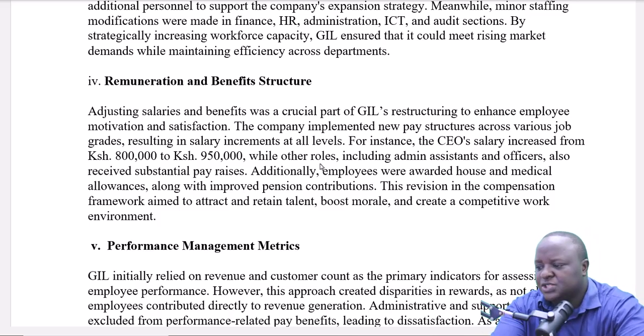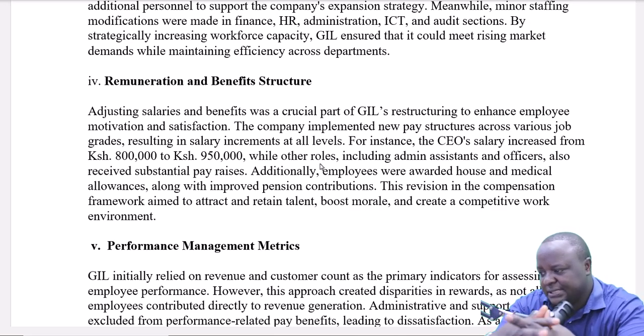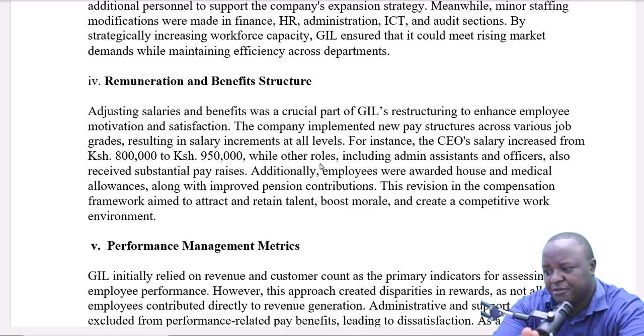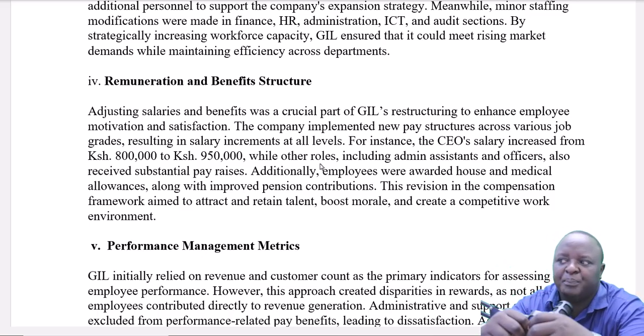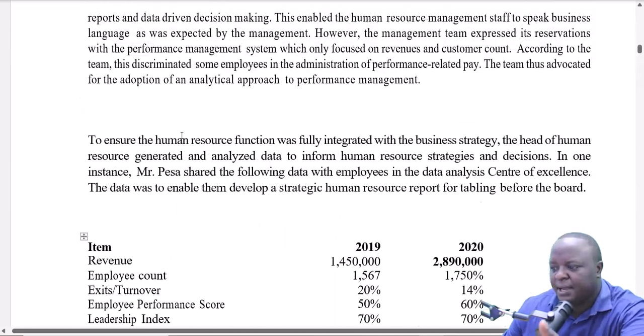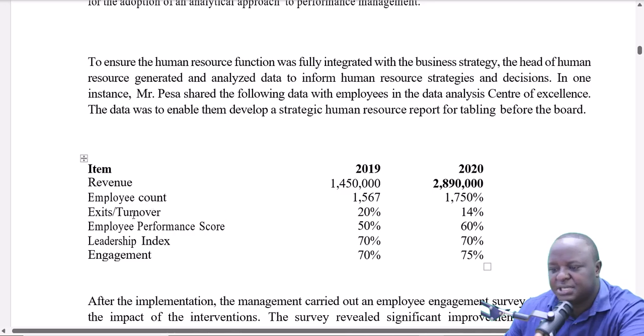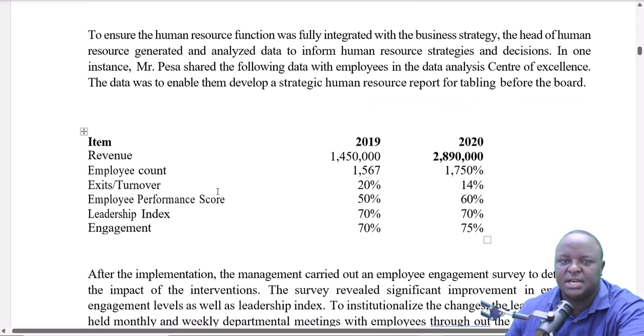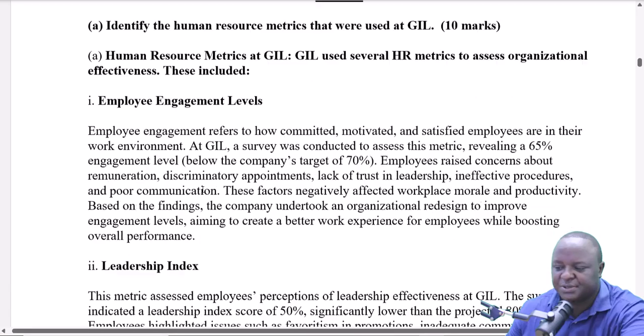Additionally, employees were awarded house and medical allowances, along with improved pension contributions. These revisions in the compensation framework aim to attract and retain talent, boost morale, and create a competitive work environment. And through evidence, through the statements that we read, we saw that employee turnover decreased from 20% to 14%, which is a decrease of 6%, which is very good.